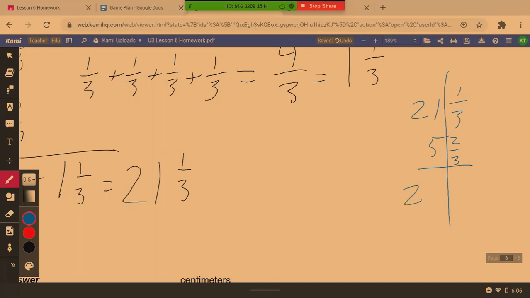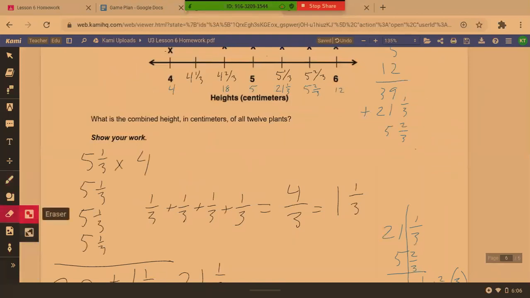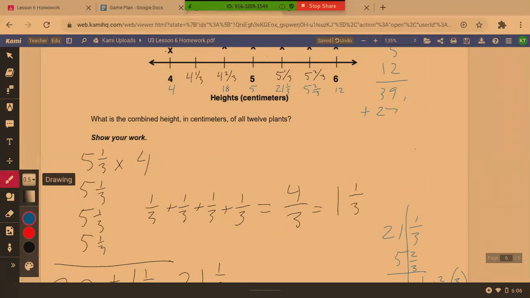21 plus 5 is going to be 26. Now let's do 1/3 plus 2/3. So the denominators are the same. So all we have to do is focus on the top. 1 plus 2 equals 3. 3 over 3, that's 1 whole. So that's going to be 1. 26 plus 1 equals 27. So 39 plus 27 is going to equal 66 centimeters. The total combined height in centimeters of all 12 plants is going to be 66.